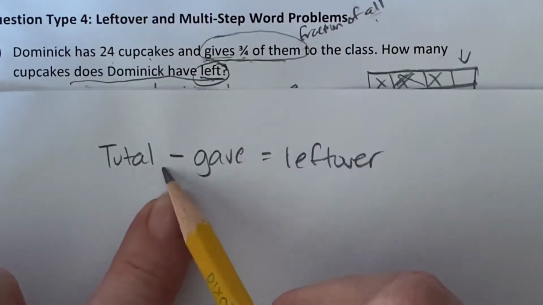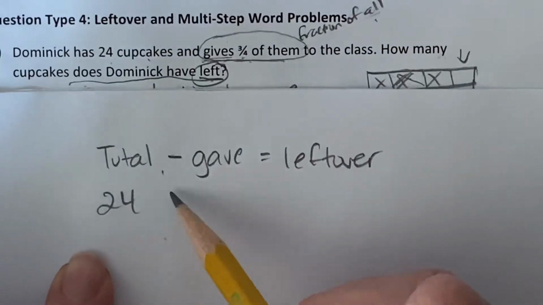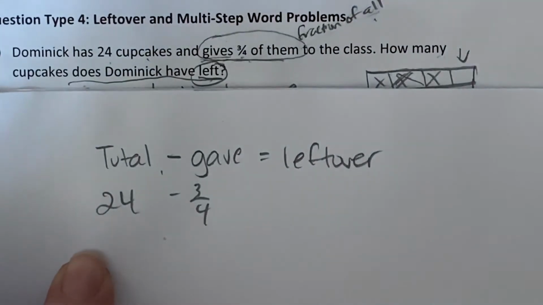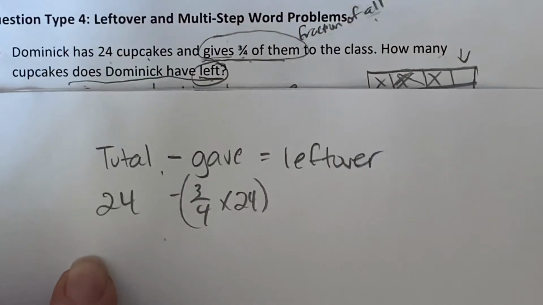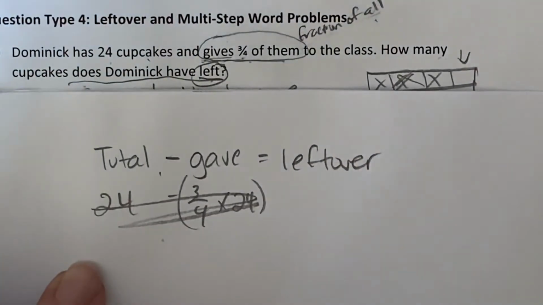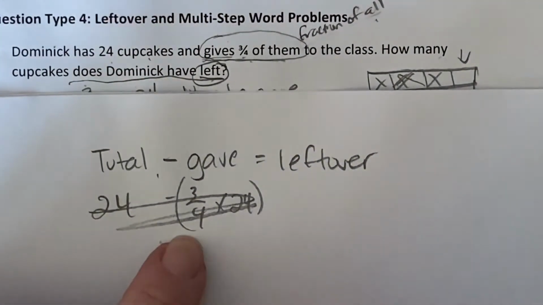I cannot do 24 minus 3/4 because he didn't give 3/4 of one cupcake away. He gave 3/4 of all the cupcakes. So what I would really have to do is 3/4 times 24 to figure out how many cupcakes he gave away. But we're not going to do that, okay? I'm going to figure out instead what he didn't give.